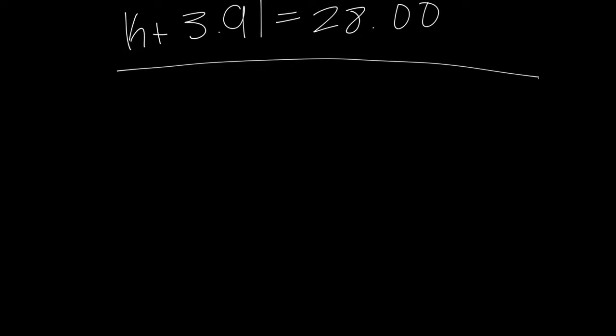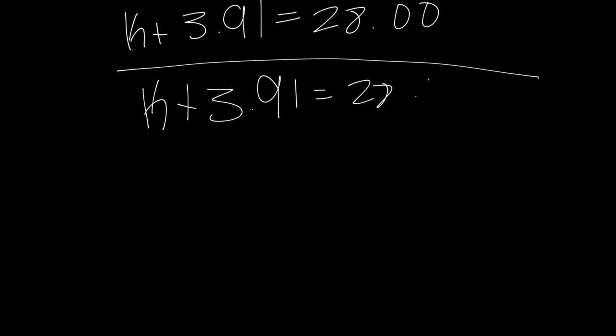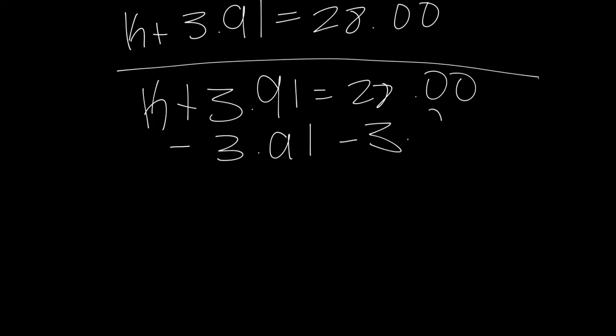So to add a decimal, you need to write it, which is, I'm doing K plus 3.91 equals 28.00. You need to write minus 3.91 on each side of the decimal. 3.91, put 0 as your placeholder.